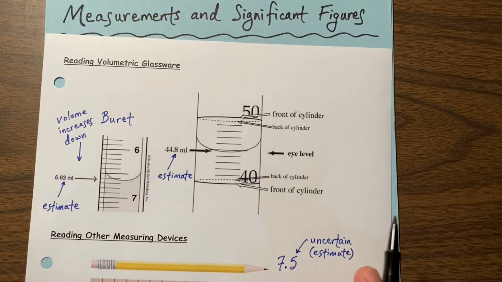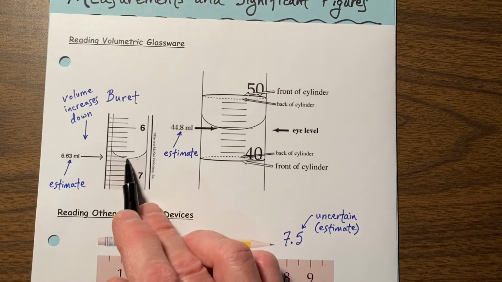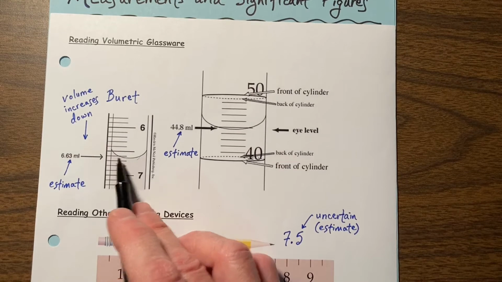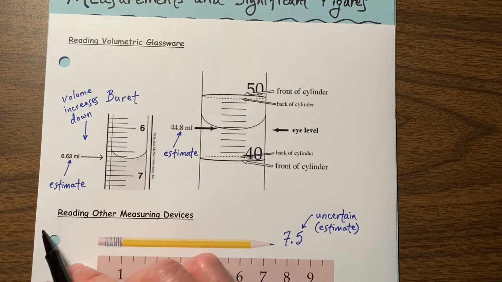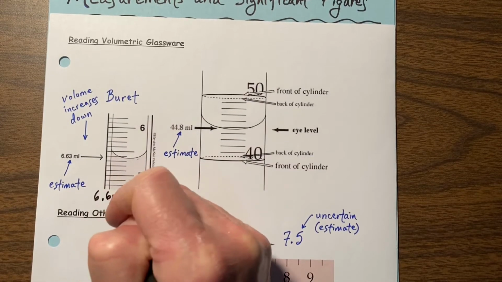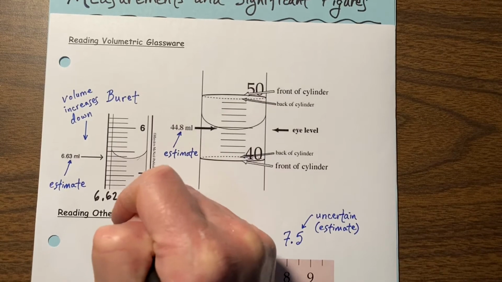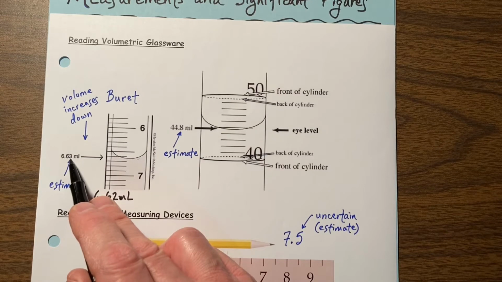Those are what we call the certain digits. But if you look carefully, this volume of liquid is a little bit below the sixth line after 6. So we would say a reasonable estimate of volume would be 6.63 milliliters. But if somebody said it was 6.62 milliliters, that would be acceptable as well, because again, there's usually a plus or minus 1 of uncertainty in the last digit.